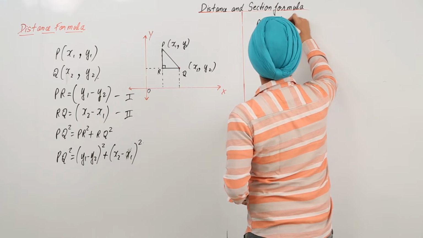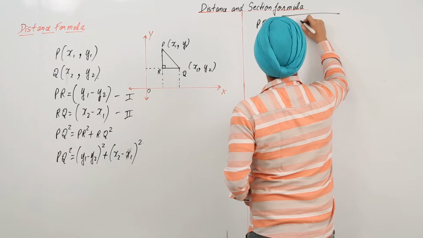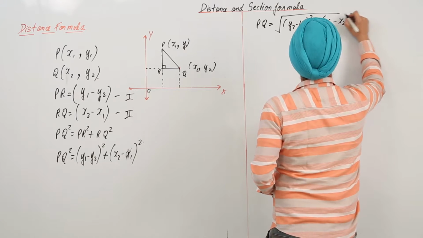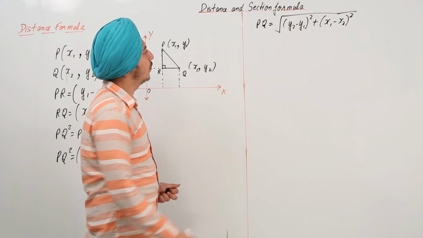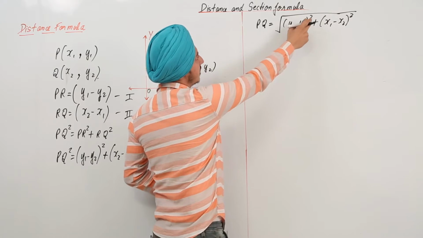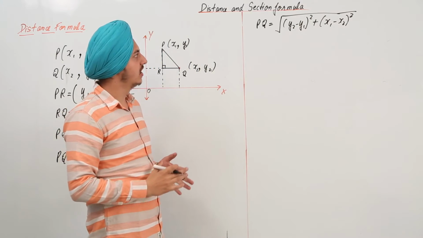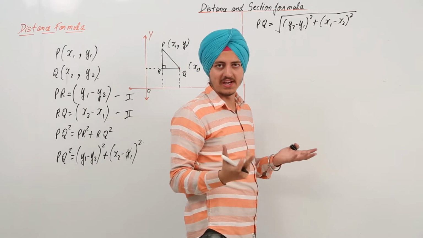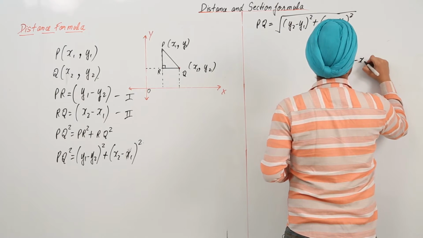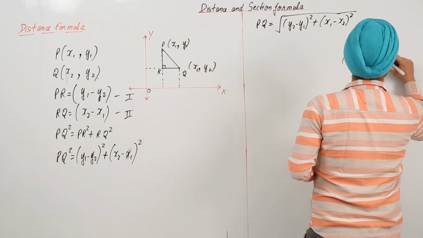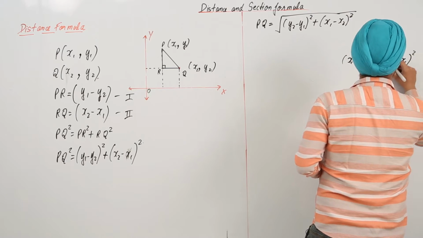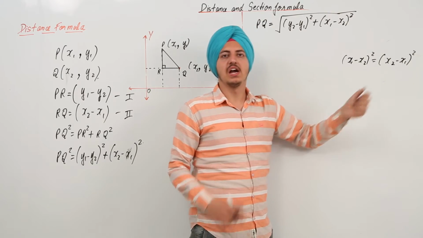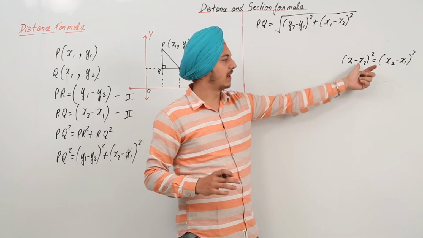Now the value of PQ would be equal to under root of y2 minus y1 whole square plus x1 minus x2 whole square. This is it, right? Now we can always rearrange the terms because there's a square over there. So x1 minus x2 whole square is always equal to x2 minus x1 whole square, because this and this would always differ in a negative sign, right?